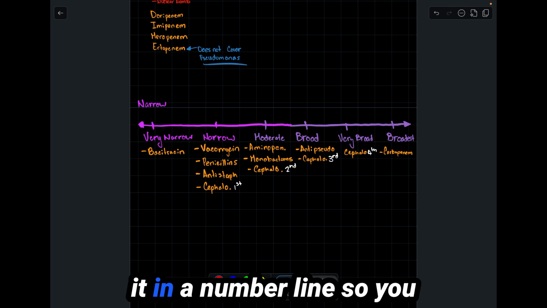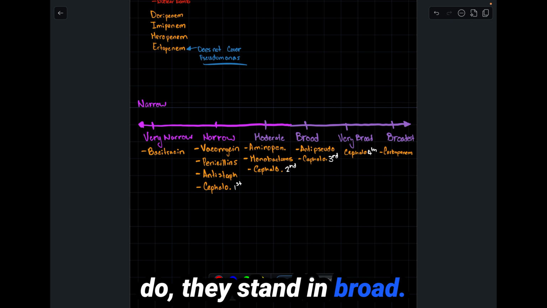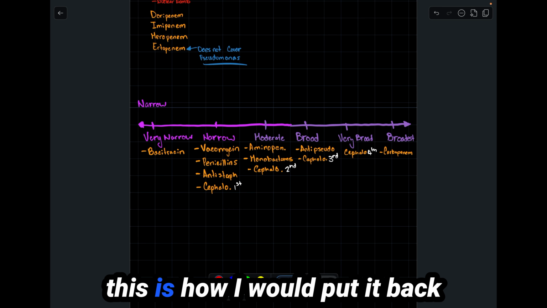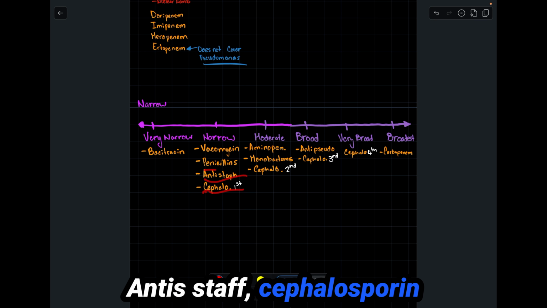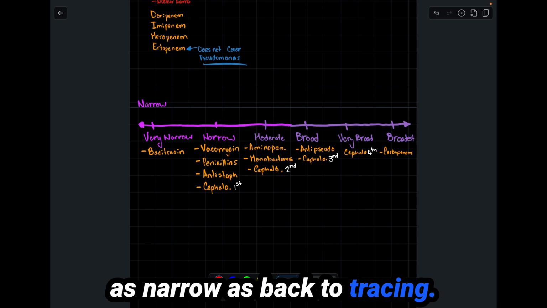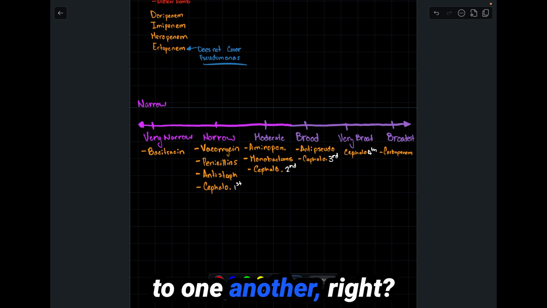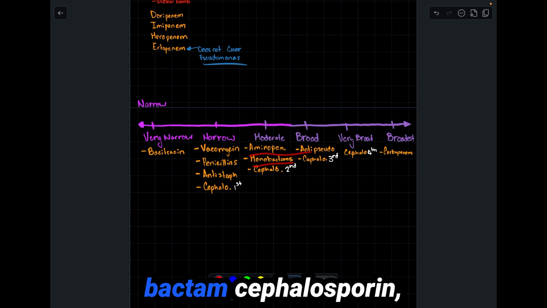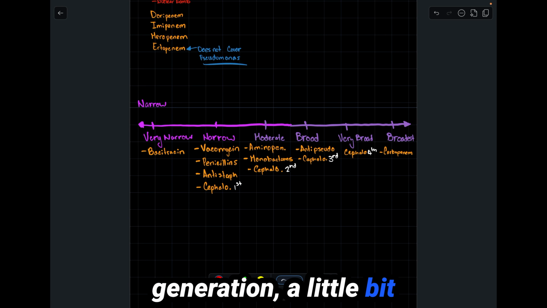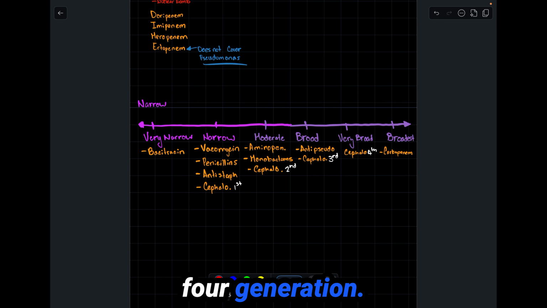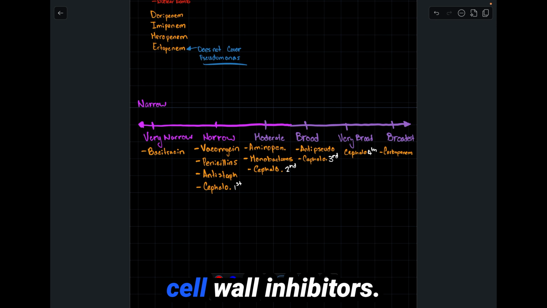If I had to put it on a number line so it's easier to visualize where they stand from narrow to broad, this is how I would put it. Bacitracin is extremely narrow. Vancomycin, antistaph penicillins, and cephalosporin 1s are narrow, but not as narrow as bacitracin. Aminopenicillins are moderate. This is a list that's relative to one another, right? Monobactams, cephalosporin second generation are broad. Anti-pseudomonals and cephalosporin third generations are a little bit more broad. Cephalosporin fourth generation is very broad, and then the broadest are the carbapenems. No one's going to be broader than carbapenems when we're talking about cell wall inhibitors.